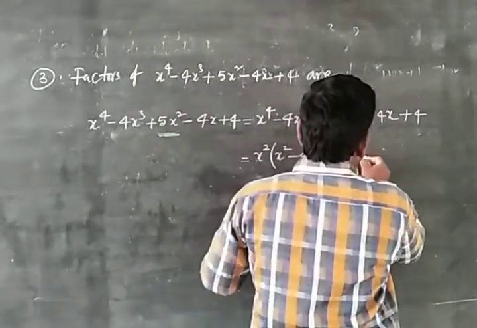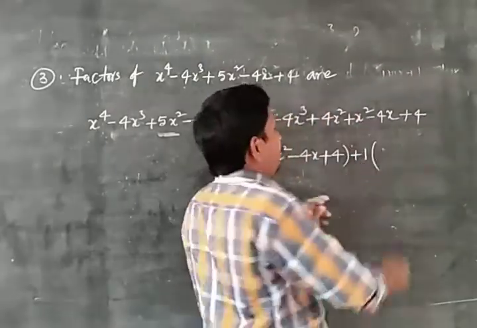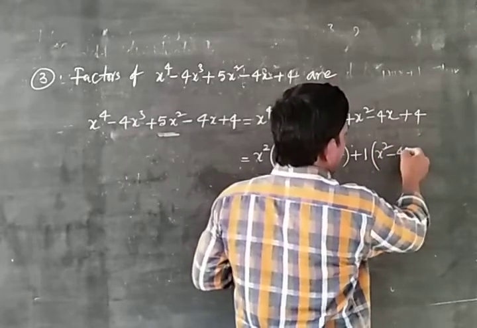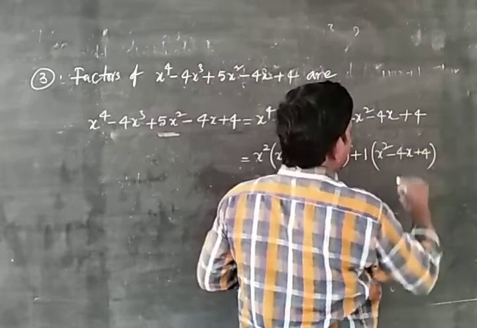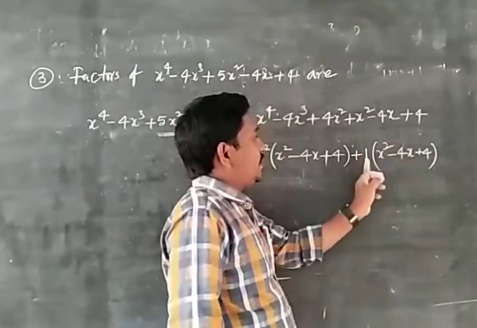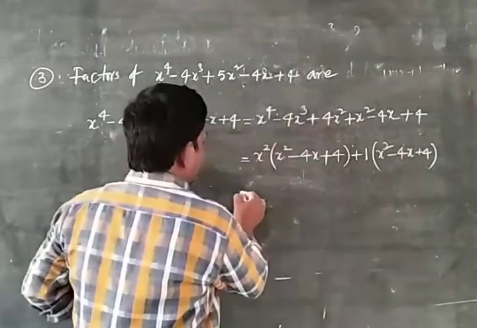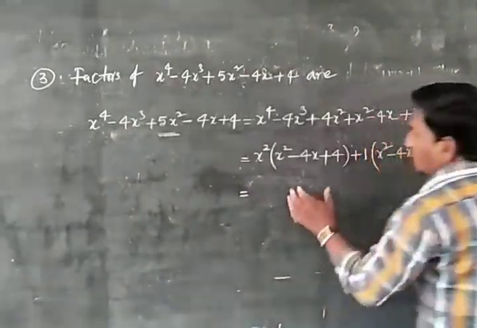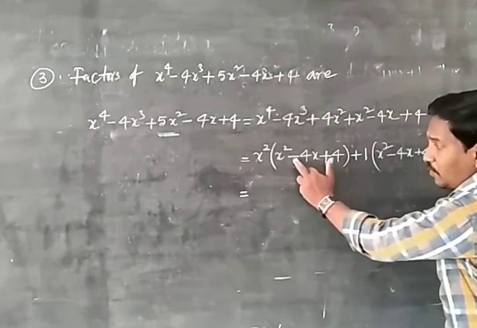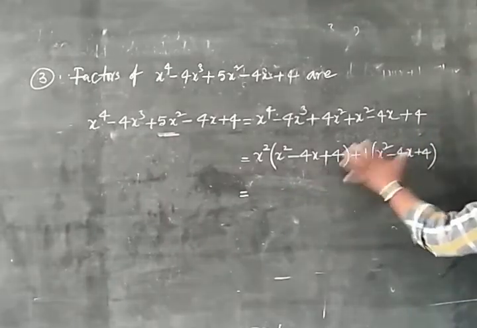Here I want to take one common. Taking the same remaining terms, the same times: x square minus 4x plus 4. That is 1 into x square, minus 1 into 4x, plus 1 into 4. Observe, have you taken any common expression? You can see the common expression here: x square minus 4x plus 4. X square minus 4x plus 4 is the common expression.